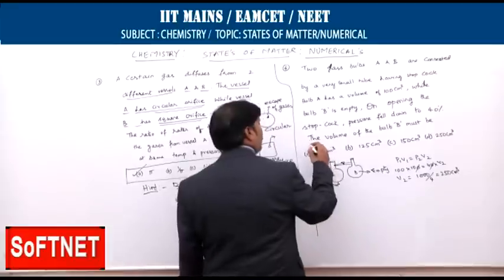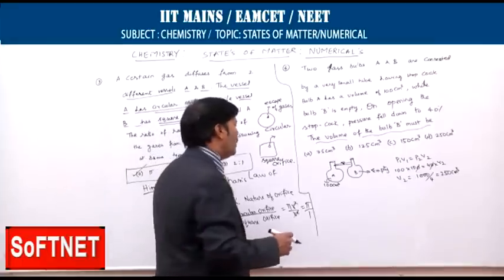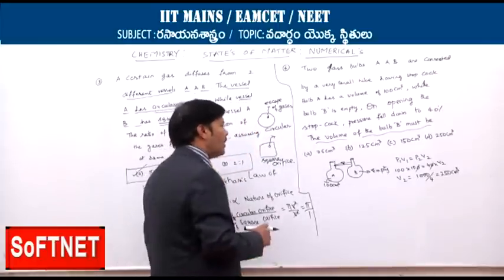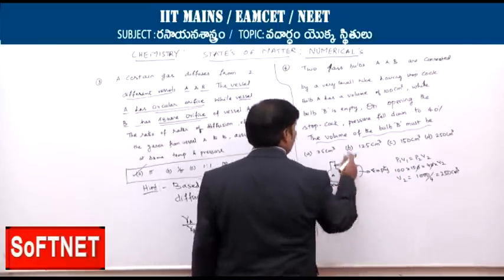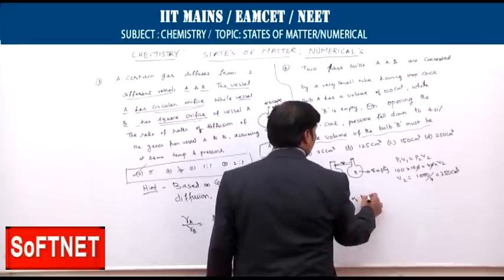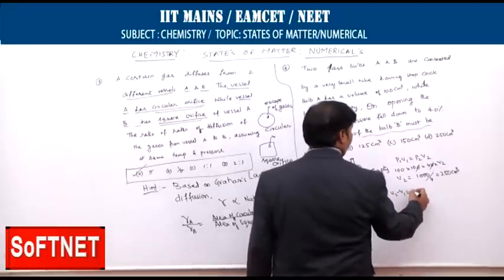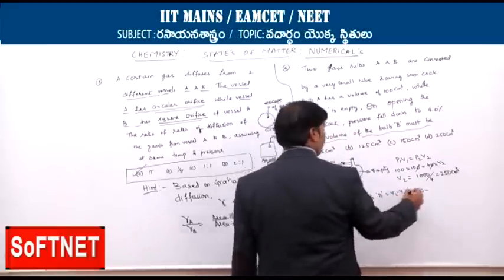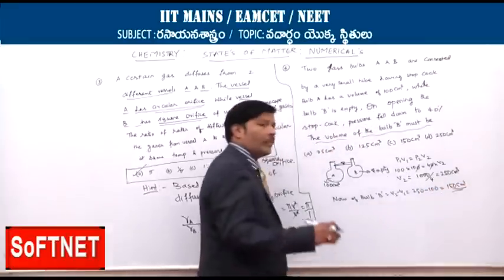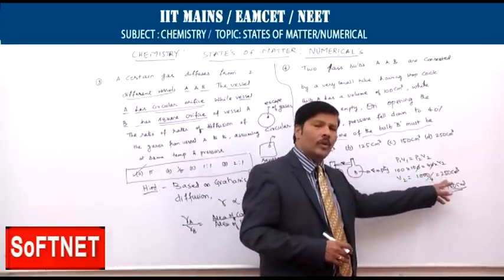But he is asking the volume of the bulb B, that means what is the exact volume which has entered into bulb B from bulb A. Because we got the final volume as 250, the volume of bulb B is equal to V2 minus V1, that is 250 minus 100, which is 150 centimeter cube. Because the pressure has reduced to 40%, the volume proportionally has increased to 250 centimeter cube.